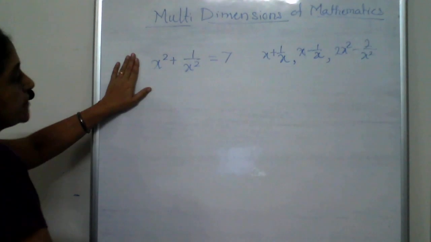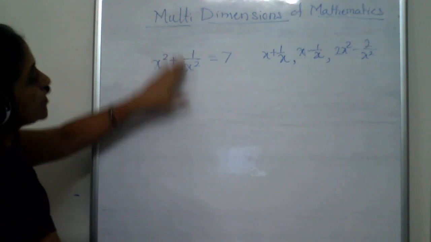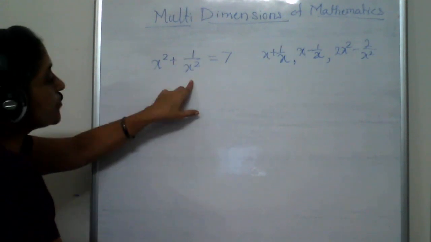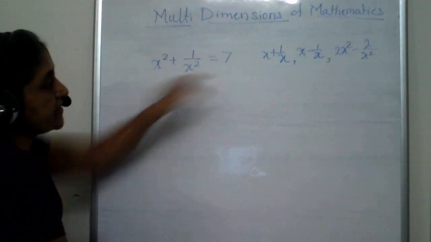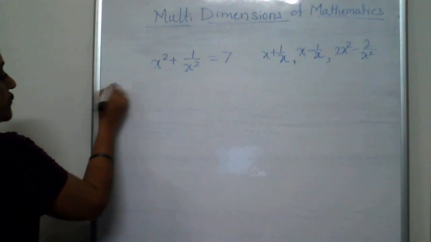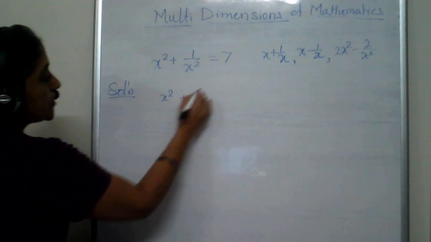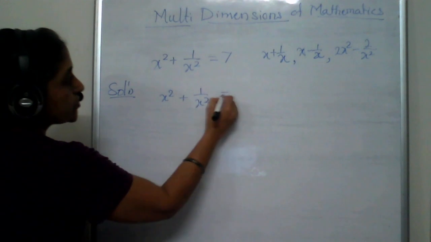We have a question. Till now we had x plus 1 upon x or x minus 1 upon x. Right now we have x square plus 1 upon x square itself is 7. Okay, now from the given, how will we solve? Is x square plus 1 upon x square is equal to 7.